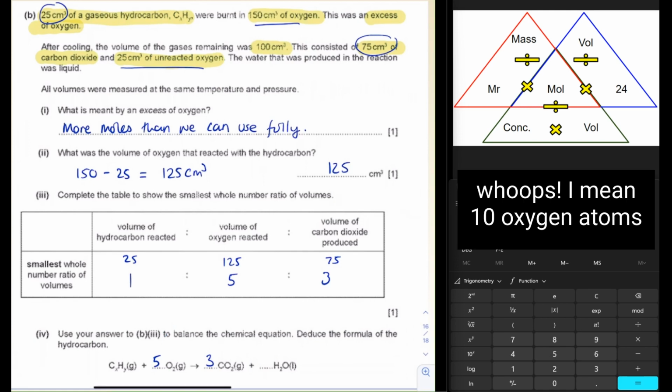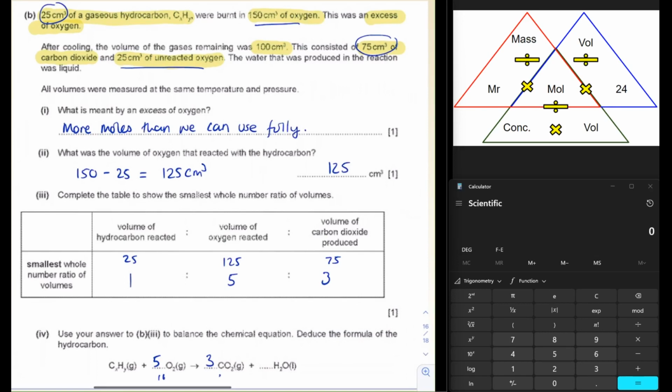And remember, everything on the left has to balance out with everything on the right. So we've got 10 oxygen atoms over here. We've got 3 times 2 over here. So we've got 6 already. So we need another 4 oxygens over here. To make another 4 oxygens, we need a big 4 here.